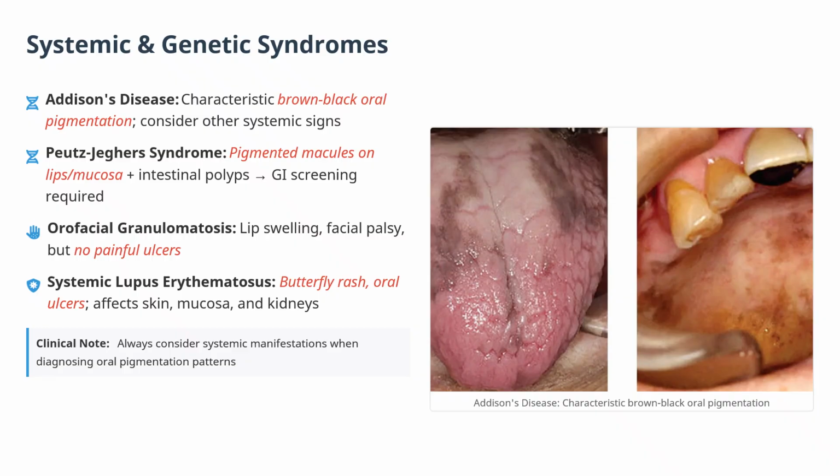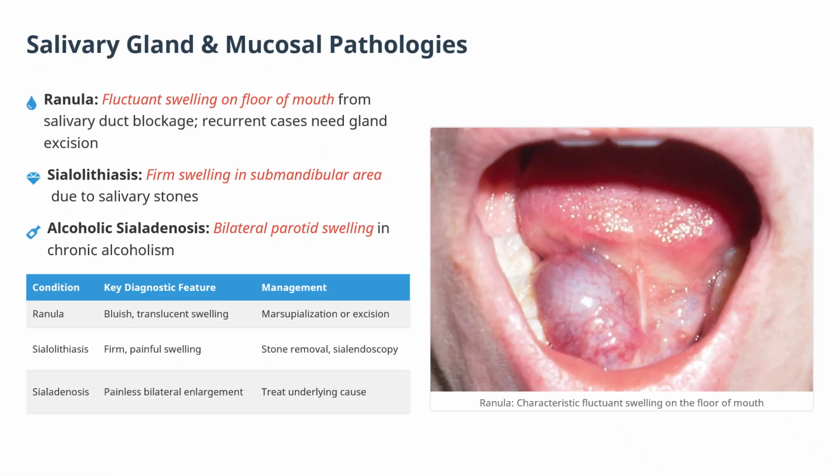Also, systemic and genetic syndromes: Addison disease, Peutz-Jeghers syndrome, facial granulomatosis, and systemic lupus erythematosus also, which has the butterfly rash and oral ulcers, and affects the skin and multiple organs. There is a clinical note: always consider systemic manifestations when diagnosing an oral pigmentation pattern. Don't make the diagnosis localized in the oral cavity only.